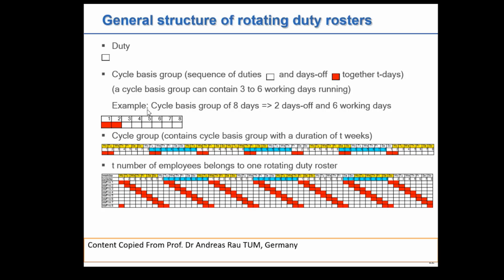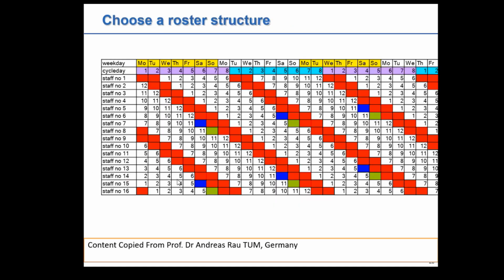And then we need to understand the cycle basis group, where the sequence of duties and days off should work together. For example, if we have a cycle base of the working group of 8 days, then we have 2 days off and 6 days working. So as you can see here, driver one, driver two, driver three, and so on. This is just a typical duty roster structure. You can have a look.